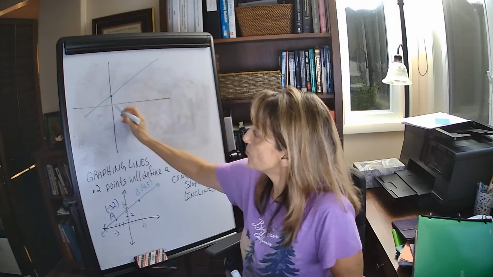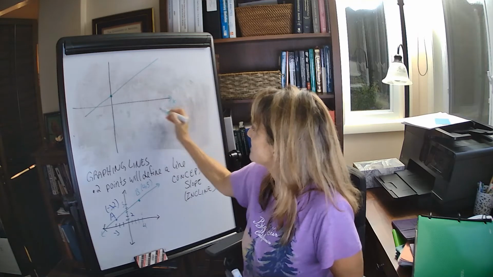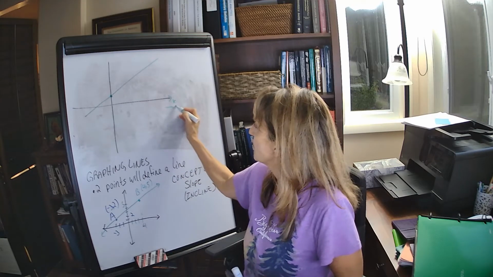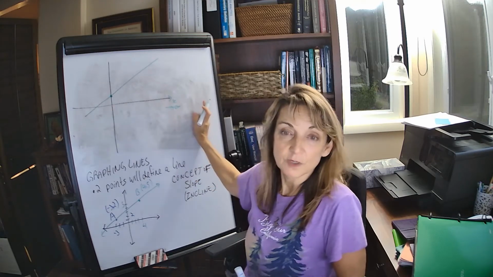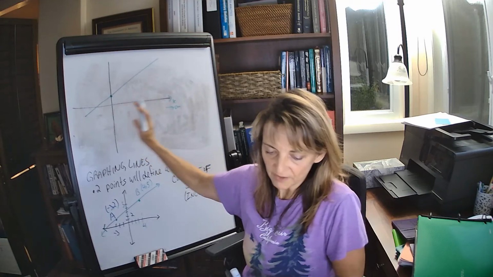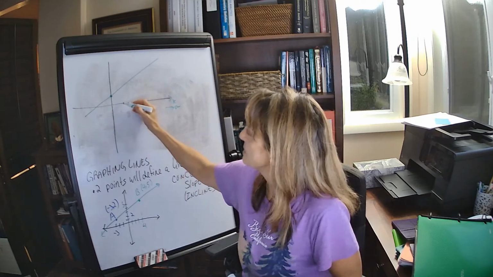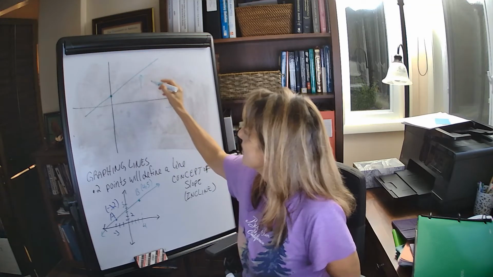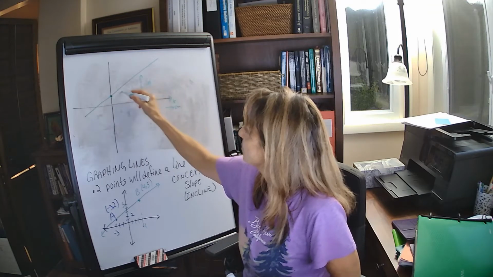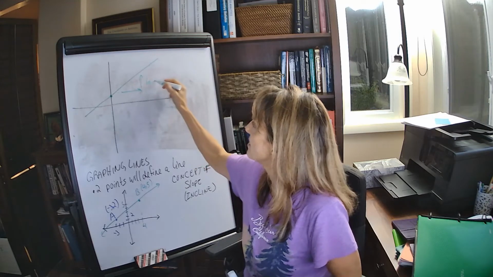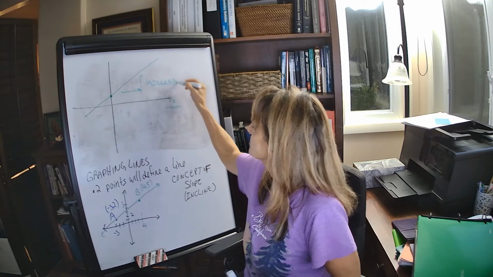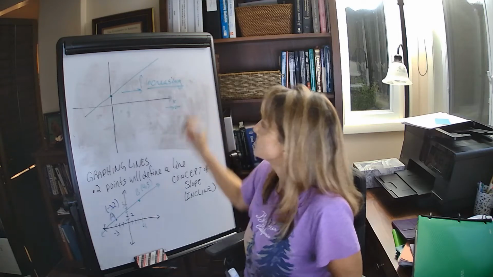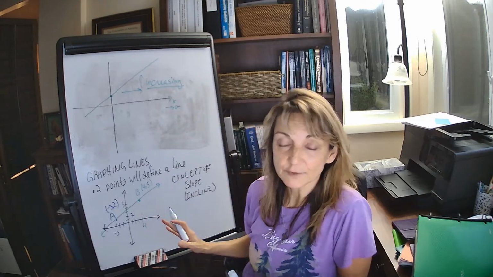Now notice as we read this, remember this is the x-axis and the numbers get bigger as we go from left to right. So as you read this from left to right, it's going up. So reading from left to right, going up means it's increasing. So that's one type of slope you can have.